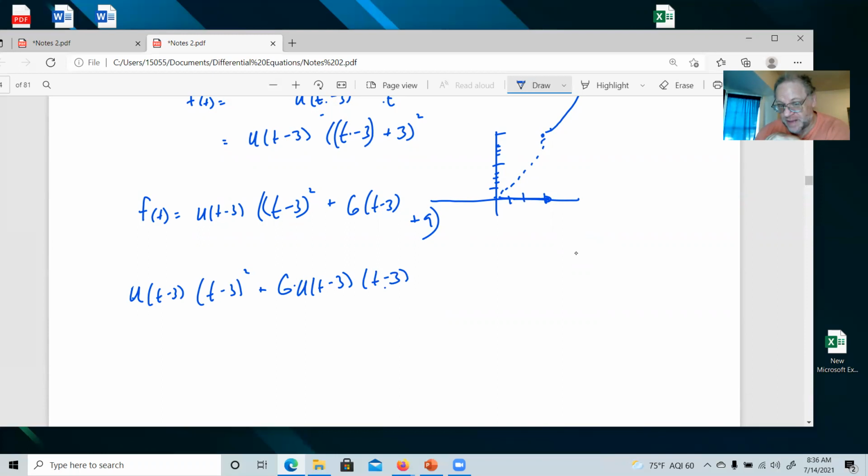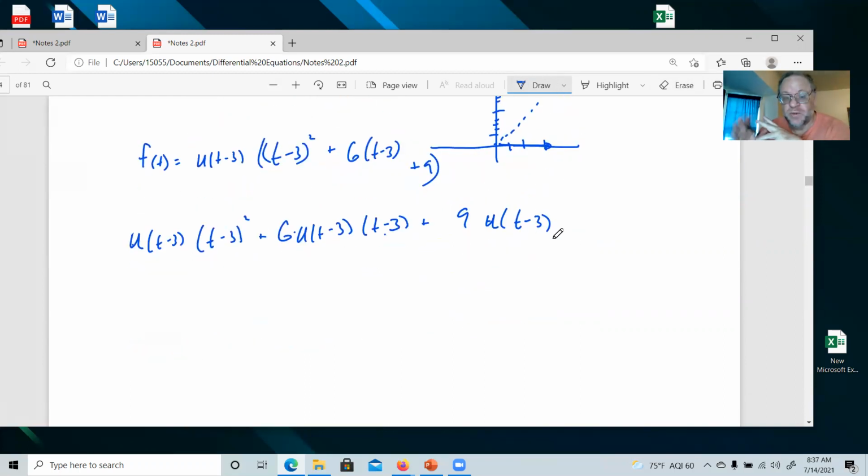And now, since these match, it's going to be an easy Laplace transform. And then we just have 9 u(t minus 3). Right, and that's how you adjust this.